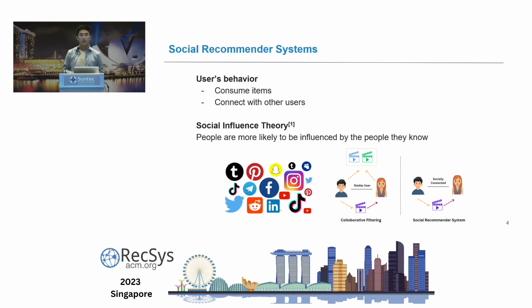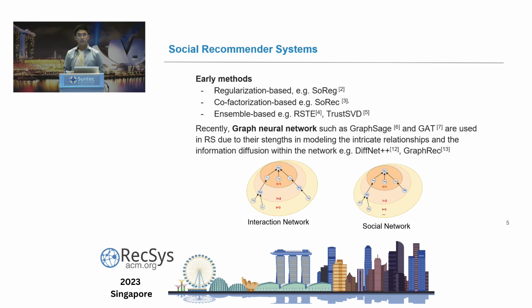Conventional recommenders, like collaborative filtering, mainly leverage user-item interactions for user modeling. But social recommender systems further use the social network to boost prediction performance. The main theory behind this is called the social influence theory, which states that people are more likely to be influenced by the people they know. The existing work can be categorized into three types.